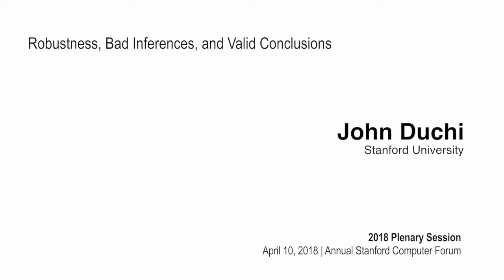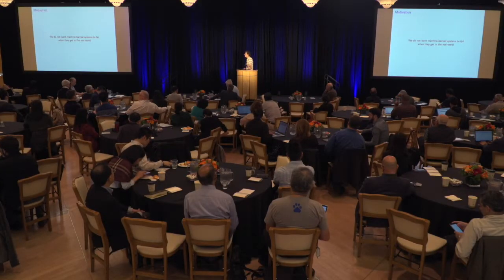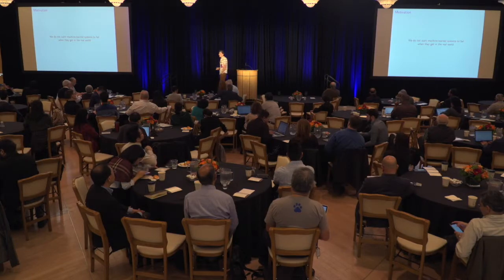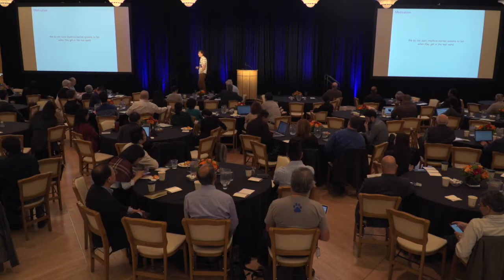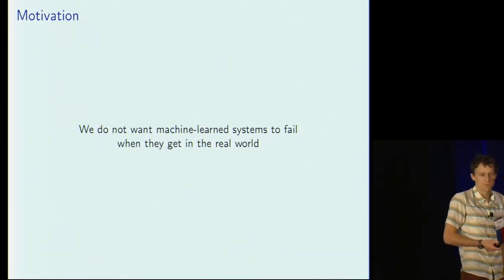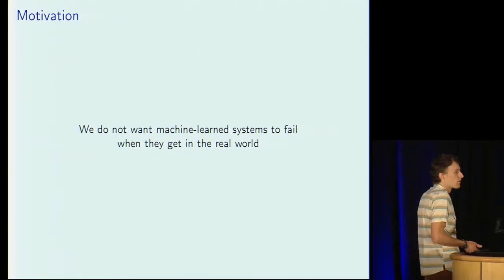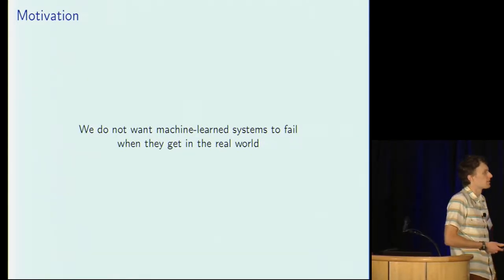Today I'm going to talk about different kinds of robustness in statistical learning problems, the bad decisions we can make, and how we might try to make them a little bit more valid. My motivation is similar to some of the things that Dorsa is doing. I don't want machine learned systems to fail when they get into the real world. And often they do weird things, right? So let me motivate this by a couple of examples.